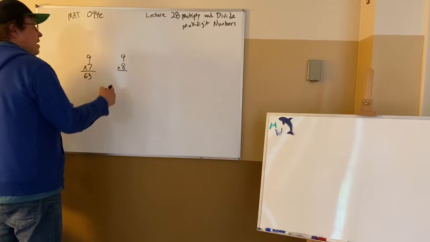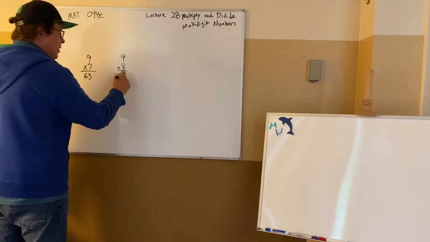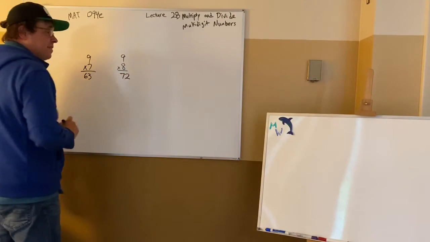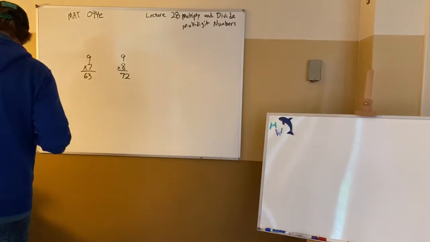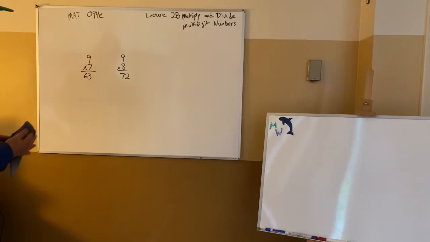9 times 8 is not the same as 10 times 8. So 80 is too big. Go in the 70s. Finish the 9. 7 plus 2 makes it. That's how you get your 9s. There are other ways to get 9s, stuff like that.